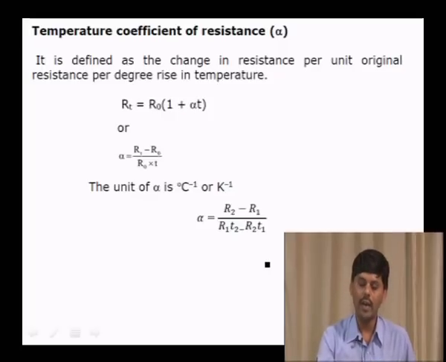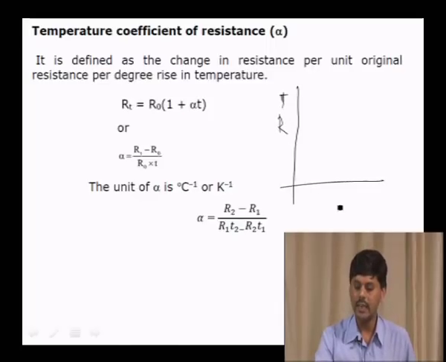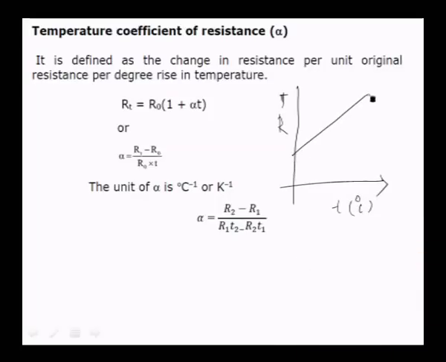Suppose you have a graph of the variation of resistance with temperature like this, with resistance on one axis and temperature in degree Celsius on the other. They provide the values of two points: this is the resistance R1, this is the resistance R2, followed by the temperature T1 and T2. Using these four parameters, we can easily calculate the value of alpha.